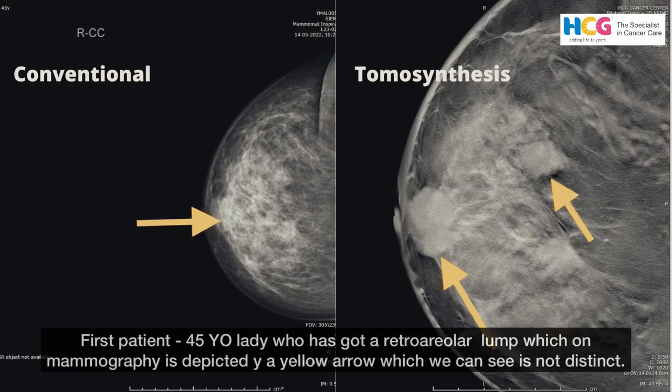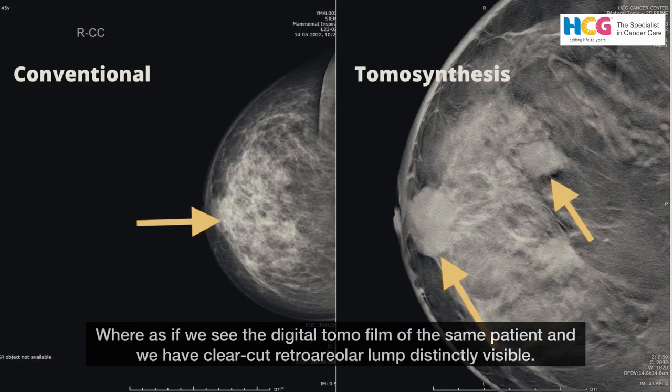The first patient is a 45-year-old lady who has a retroareolar lump, which on mammography is depicted by a yellow arrow and is not too distinct. Whereas if we see the digital tomo film of the same patient, we have a clear-cut, distinct retroareolar lump very much visible on the digital breast tomosynthesis image.